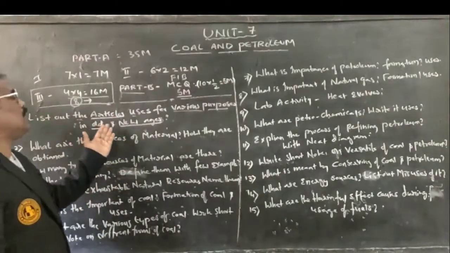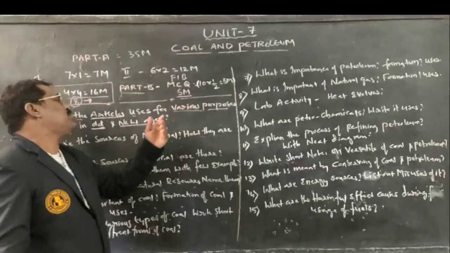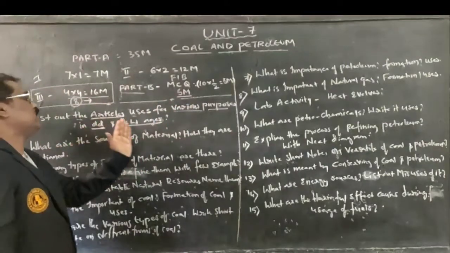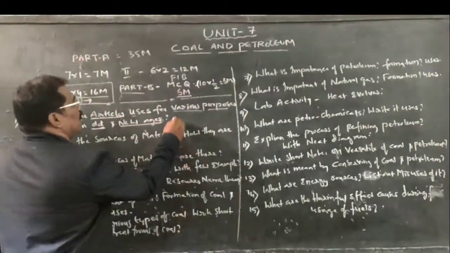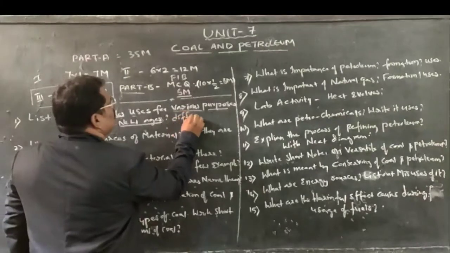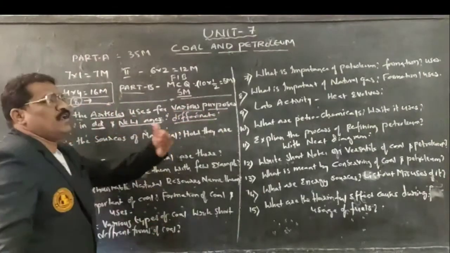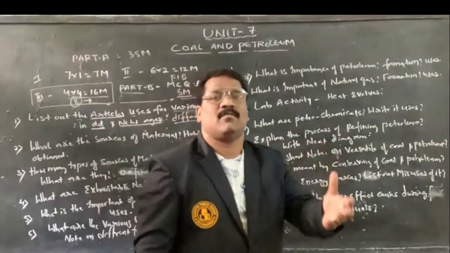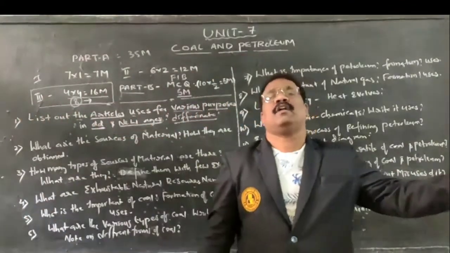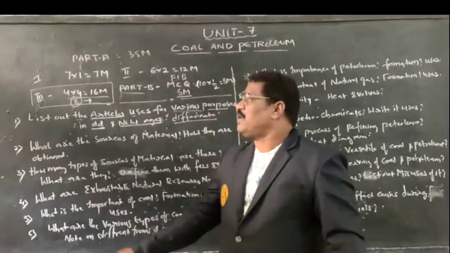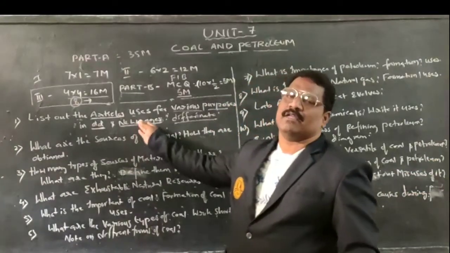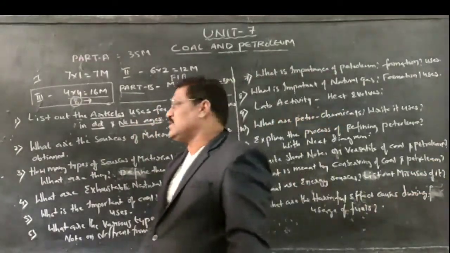That is, a list of the articles used for various purposes in old ages as well as new ages, and differentiate them. What differentiation are we identifying there? There are some articles which cannot exist for a long time. That phenomenon can to some extent be understood by this question.